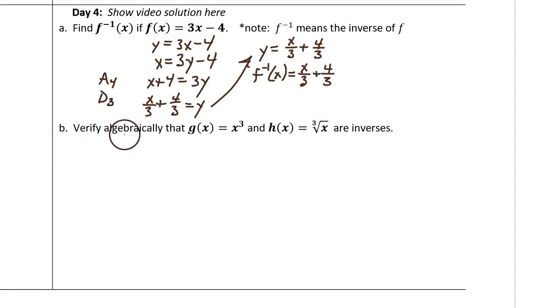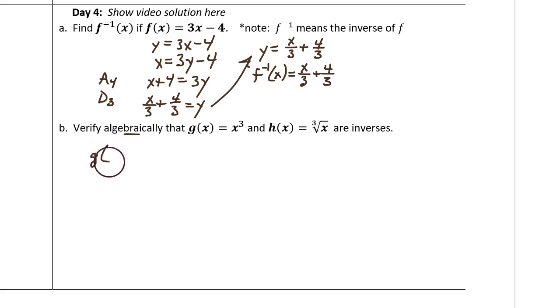Question B, verify algebraically that this function and this function are inverses. We want to show that cubing a number is the inverse operation of doing the cube root of a number. To algebraically show that things are inverses, we perform compositions of functions.